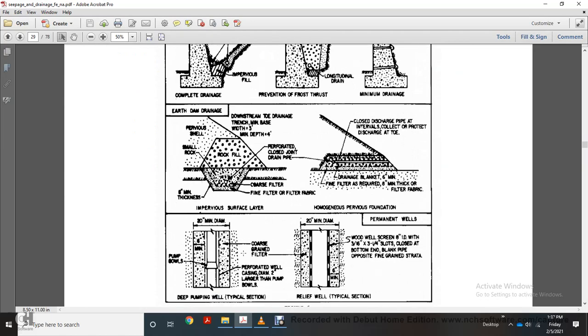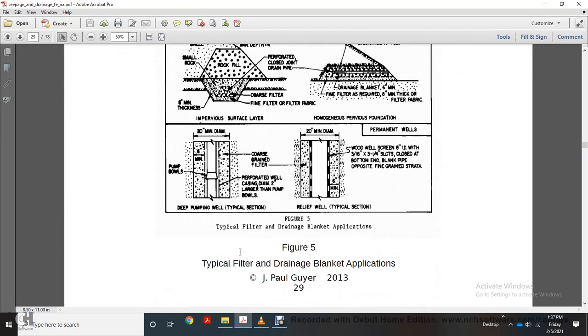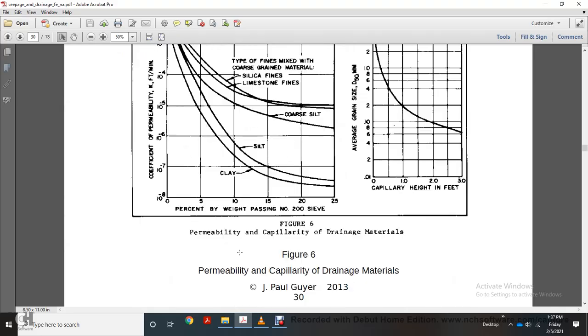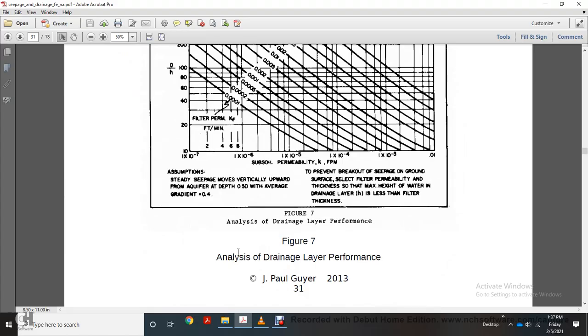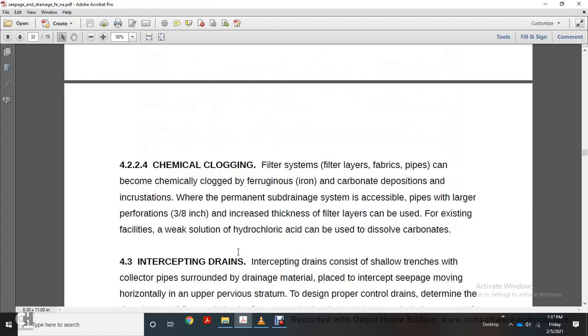And then it shows a picture of your typical filter drainage blanket applications, and then your permeability capillary drain material charts, and then another analysis of drainage layer performance.